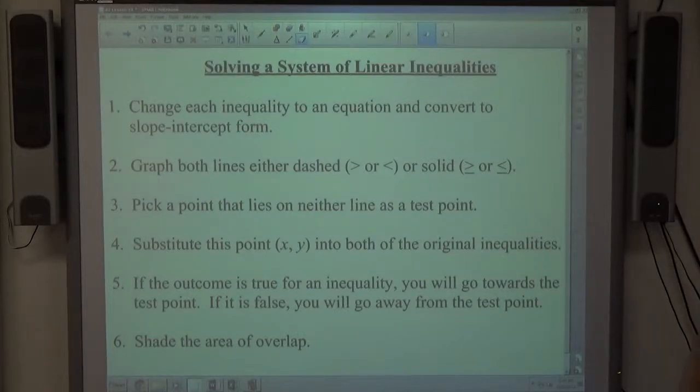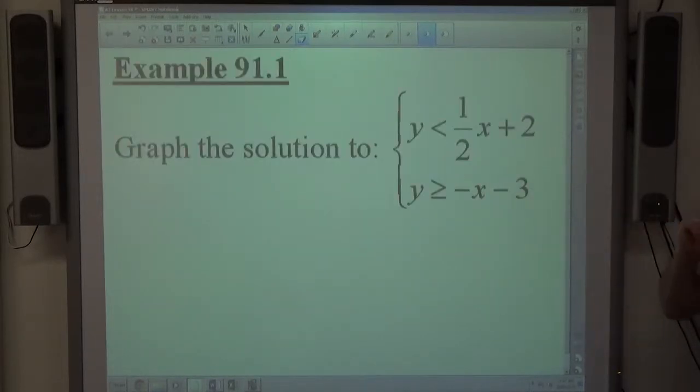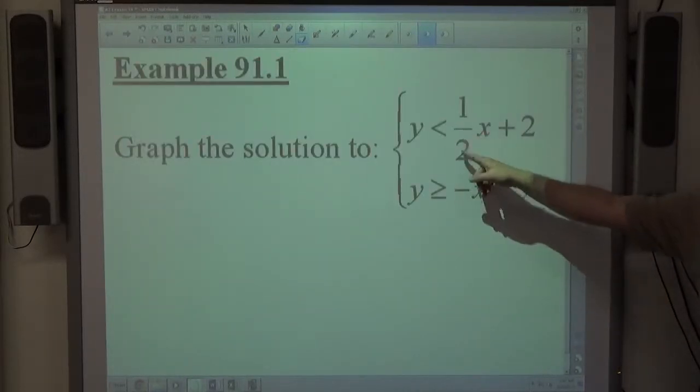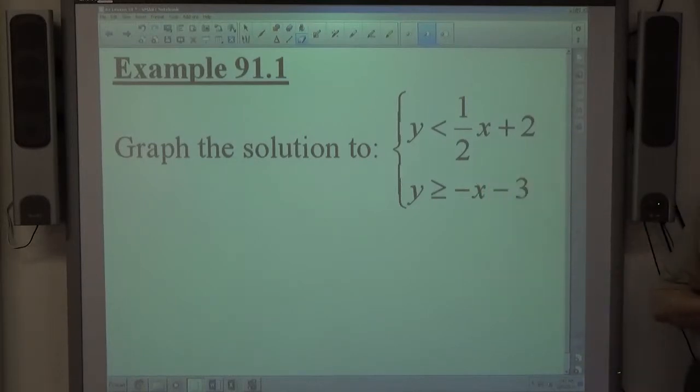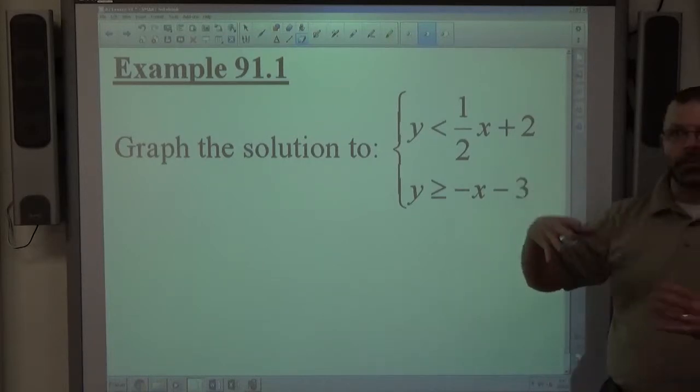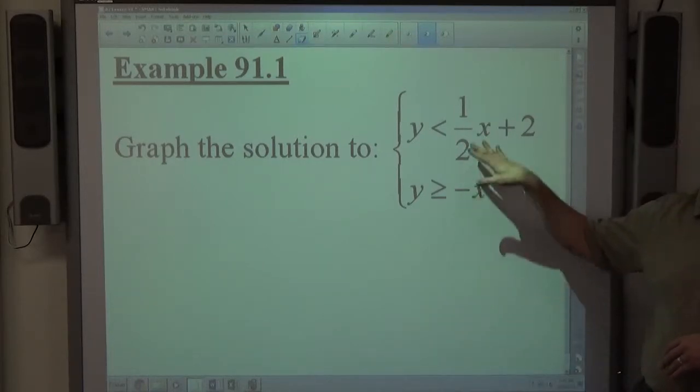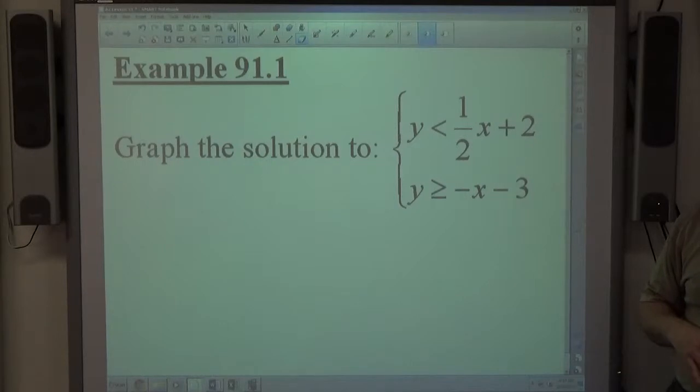Lesson 91 is about solving a system of linear inequalities, and linear inequalities look like this. Instead of equations here, we have inequalities here. And the answer to a system of inequalities is not an ordered pair, it's a graph. It's a graph that's going to be shaded in an area where the truth is. There'll be a set of ordered pairs that represent answers that make both of these inequalities true at the same time. And we want to shade that region to represent that.